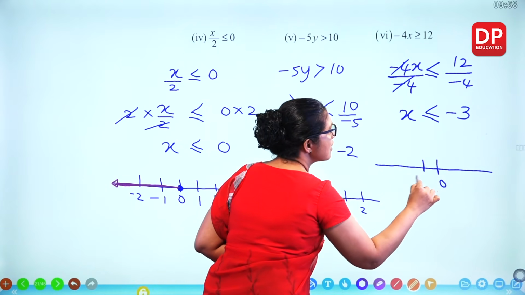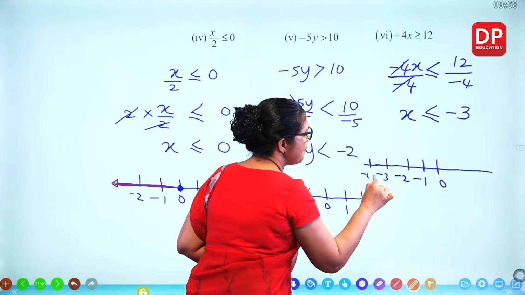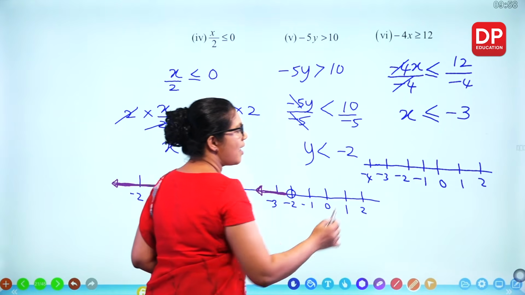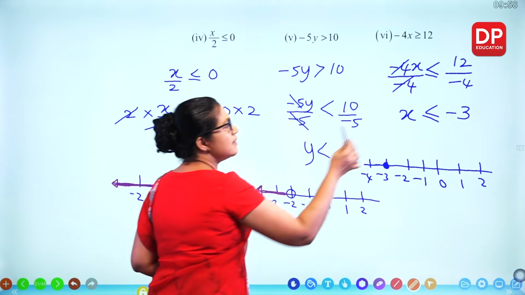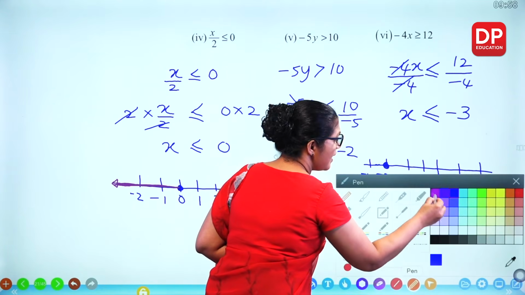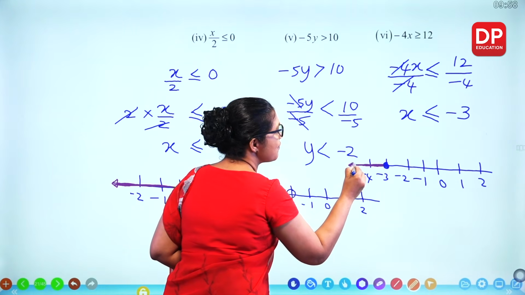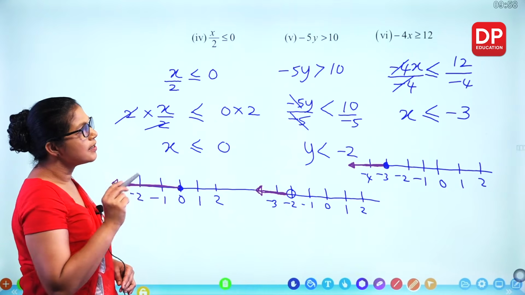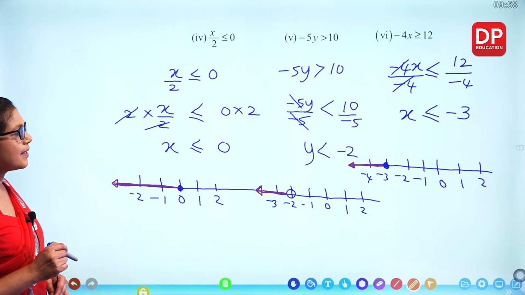So how can I draw on a number line? I can mark several numbers close to minus 3 and then mark minus 3 with a solid circle and then consider less than side. Less than side means towards left side. So here this is how I can mark x less than or equal to minus 3.